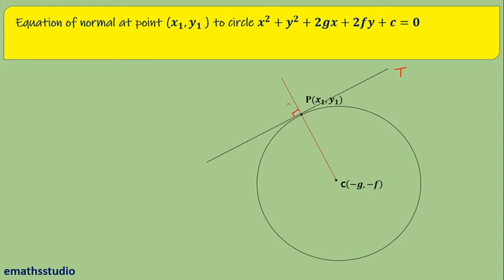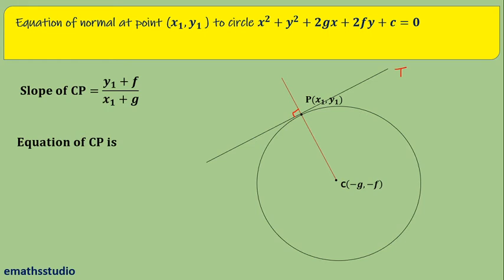So CP is the normal. By the way, one can remember that the normal is a radius of the circle, or the normal is a diameter of the circle. The normal always passes through the center of the circle. Now, what we have to determine is the equation of CP. For that purpose, I am getting the slope of CP as (y1 + f) upon (x1 + g).